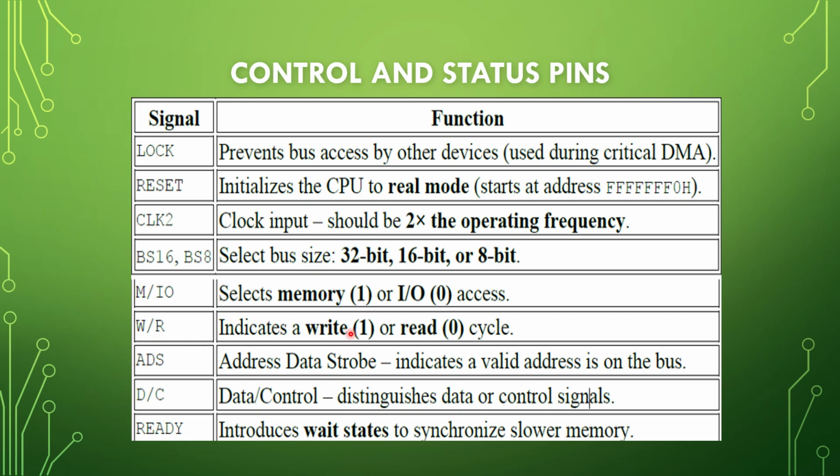W/R. Whenever this is 1, it selects write, otherwise read. ADS, that is the address data store, indicates a valid address is there on the bus. And D/C, that is the data/control, distinguishes data or control signals. And the ready signal introduces the wait state to synchronize with slower memory. These are the descriptions of control and status pins.